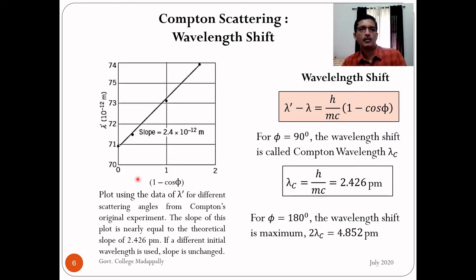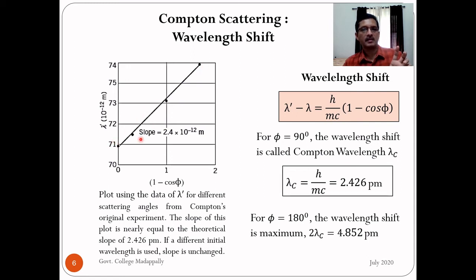Now, let us look at this graph. Suppose we plot lambda prime along the y-axis and 1 minus cos phi along the x-axis, to check this formula. This graph can be drawn by taking data from the previous graph obtained in Compton's original experiment. For at least three different angles, 45 degree, 90 degree, 135 degree, and for 0 degree there is no change, lambda prime is the same as lambda. For each angle we can calculate 1 minus cos phi and plot lambda prime. You can try to plot the same graph.